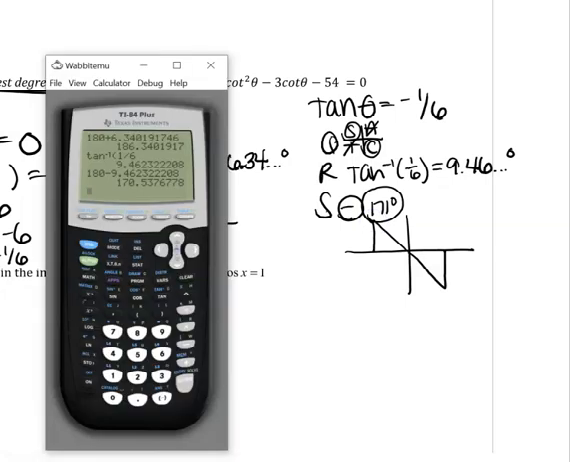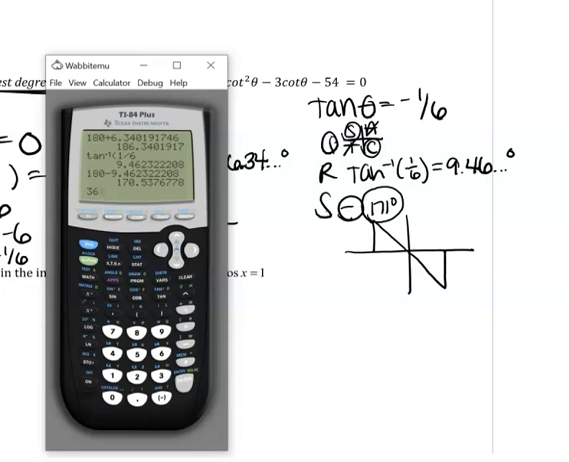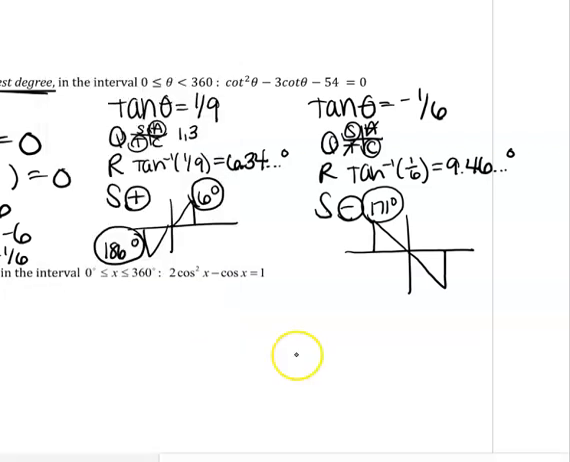To be in quadrant 4, I have to do 360, take away that reference angle. And that's putting me at 351. And that's it. So my final answers to the nearest degree are 6, 186, 171, and 351, all rounded to the nearest degree in the interval of 0 to 360.